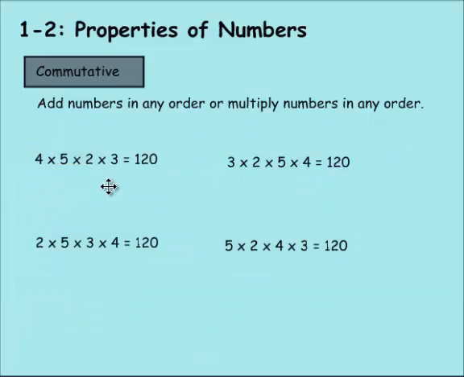Same thing with multiplication. Here I have 4 times 5 times 2 times 3. Try it yourself. That's going to equal 120. Same 4 numbers, different order, it's going to give you 120 as well. So you can go in any order as long as you multiply all the way across, and you'll get that same answer no matter what.